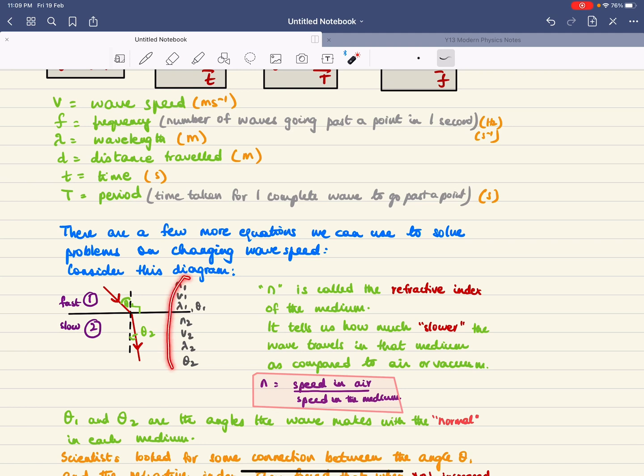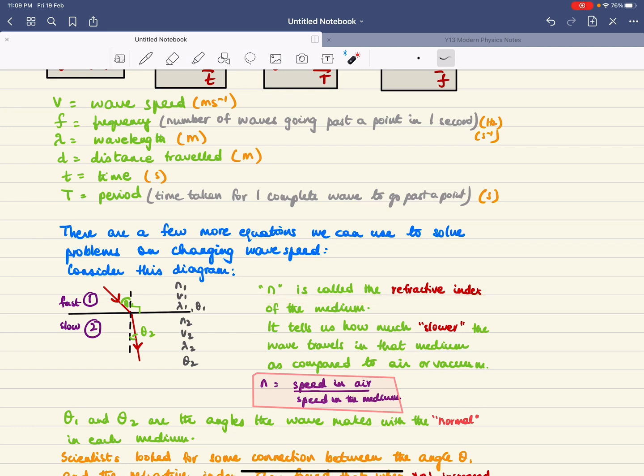There are some letters over here, and I'll explain what n stands for. n1 is the refractive index of medium 1. n2 is the refractive index of medium 2. v1 is the speed of the wave in medium 1. v2 is the speed of the wave in medium 2. Lambda 1 is the wavelength in medium 1. Lambda 2 is the wavelength in medium 2. Theta 1 is the angle of incidence, this thing here, and theta 2 is the angle of refraction, that thing there.